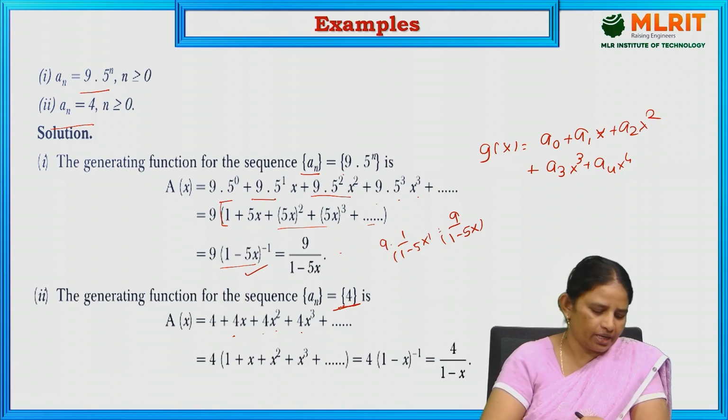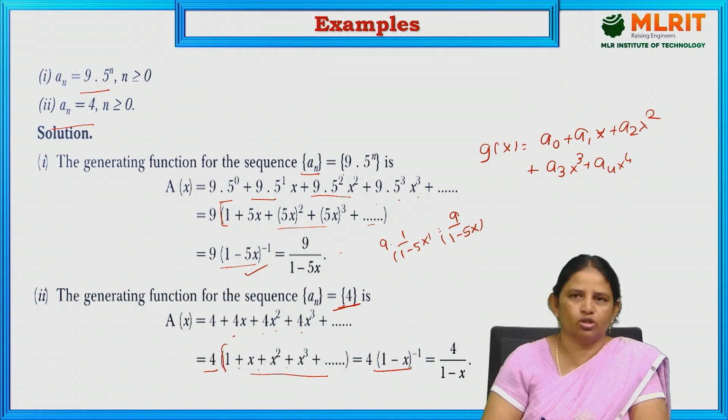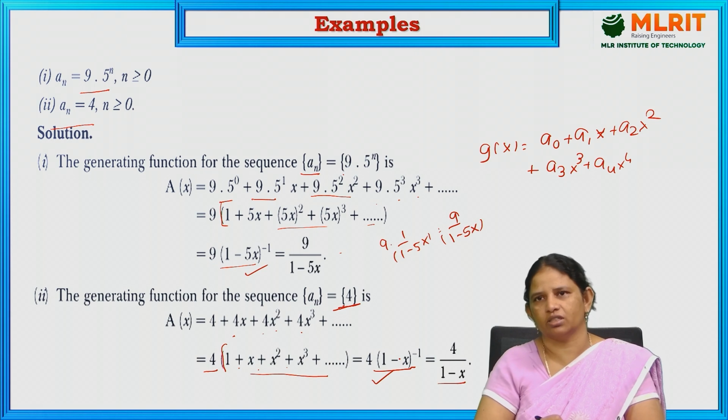4 is the common. Take 4 as common: 1 plus x plus x square plus x cube. What is the generating function? 1 by (1 minus x) whole to the power of minus 1. That is 4 by 1 minus x, which is the closed form of the generating function.